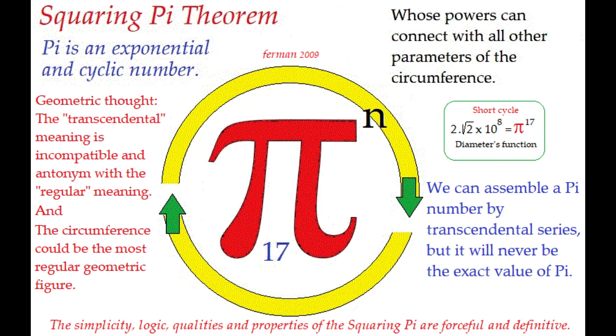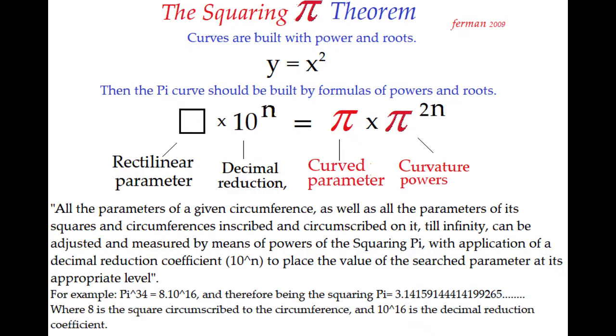of radius 1, as well as all the parameters of its squares and circumferences inscribed and circumscribed on it, till infinity, can be adjusted and measured by means of powers of the squaring pi, with application of a decimal reduction coefficient, 10 to the power of n, to place the value of the searched parameter at its appropriate level.